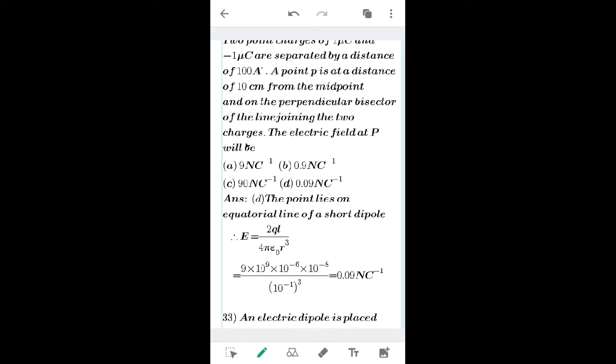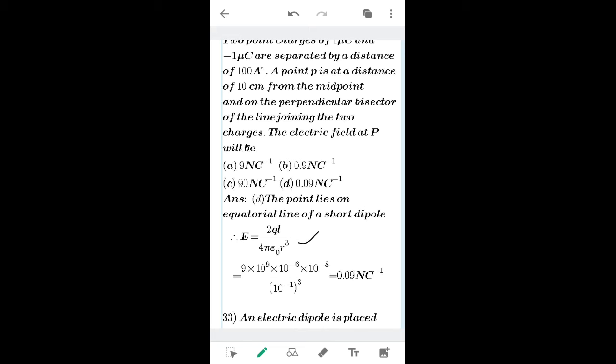So for a point which lies on the equatorial line of a short dipole, E equals 2qL by 4 pi epsilon naught r cube. So it is in the theory. The equations, just go through the equations, you will get the equations.